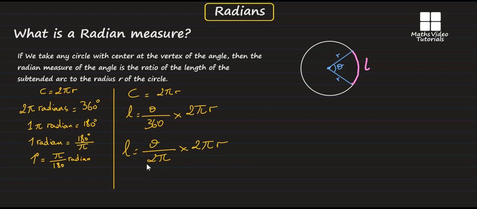So you can see clearly these two will cancel out, leaving us with our little formula in the radian of the arc length, L equals theta r. And that's the formula we're looking for. We do the area of the sector next.